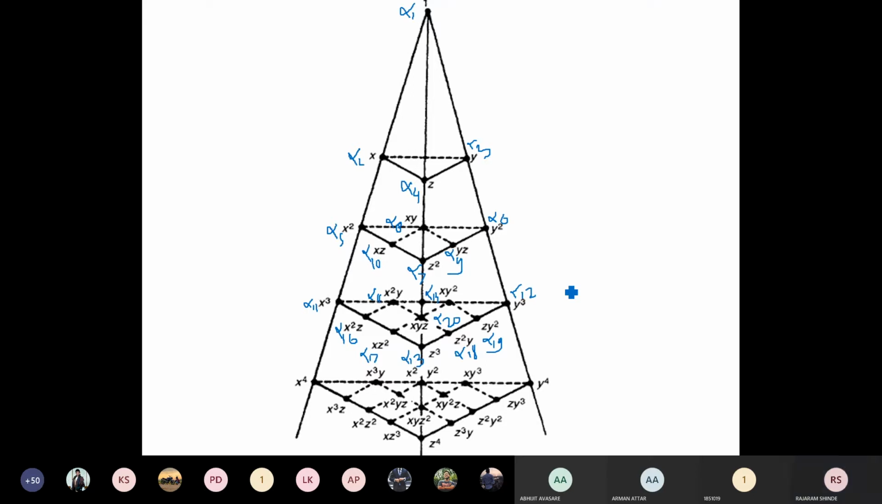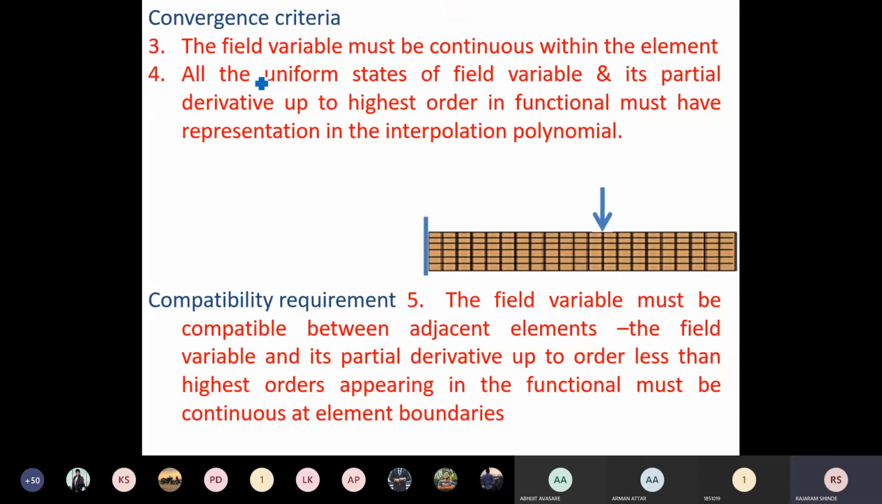Okay, now next one, convergence criteria. In convergence criteria, the first requirement you can see here is that your field variable must be continuous within the element. That can be possible by using polynomials only.